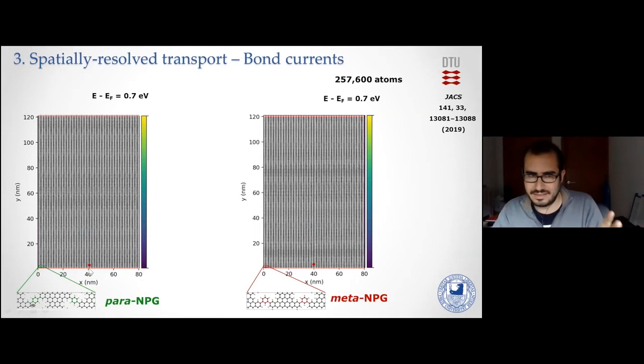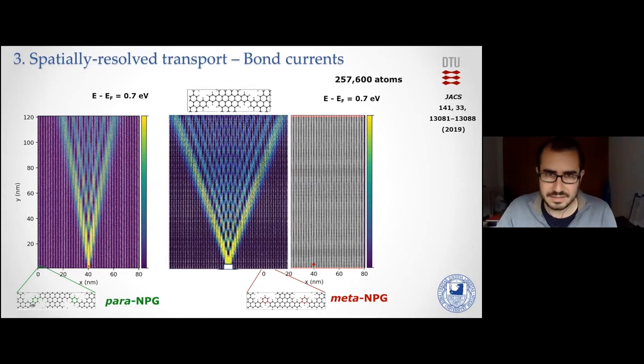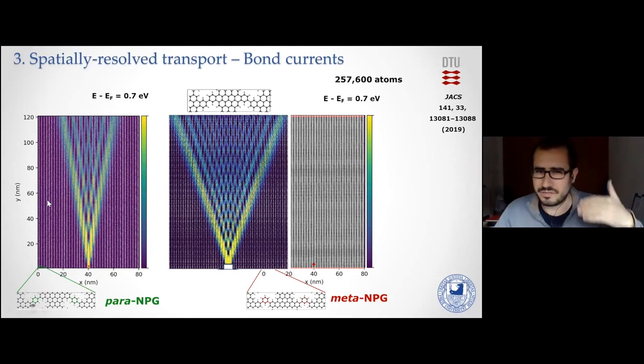Okay, so what happens with the para MPG? This is what we get. You can see that this is again the Talbot interference pattern, very similar to what we were getting for the fabricated nanoporous graphene. But you can see that now the localization pattern is smaller. And that makes sense because it's more difficult for the electrons to go across the benzene ring as compared to a single bond.